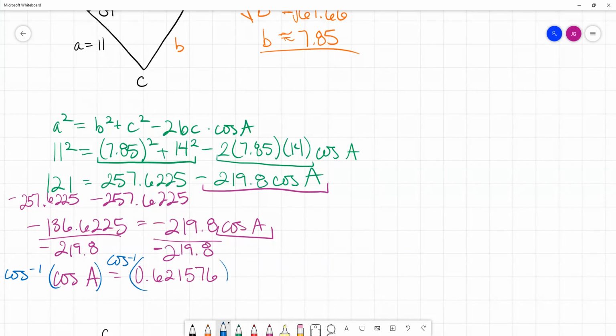Cosine inverse. So I get that A is going to be approximately, I take the cosine inverse, you can do this in your calculator, of 0.621576. We get 51.57 degrees. Okay, so there's our A.